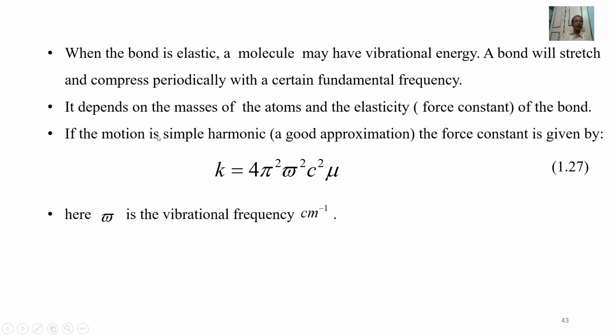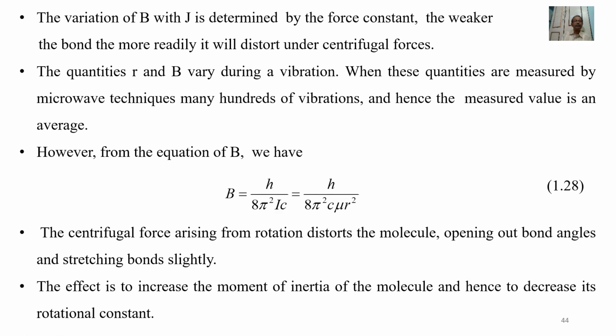If the motion is simple harmonic, it's a very good approximation here. The force constant is given by K equals 4 pi squared omega bar squared c squared mu. Here omega bar is nothing but the vibrational frequency measured in cm^-1. The variation of B with J is determined by the force constant. The weaker the bond, the more readily it will distort under centrifugal forces. The quantities r and B vary during a vibration. When these quantities are measured by microwave techniques, they are averaged over many hundreds of vibrations, and hence the measured value is an average.